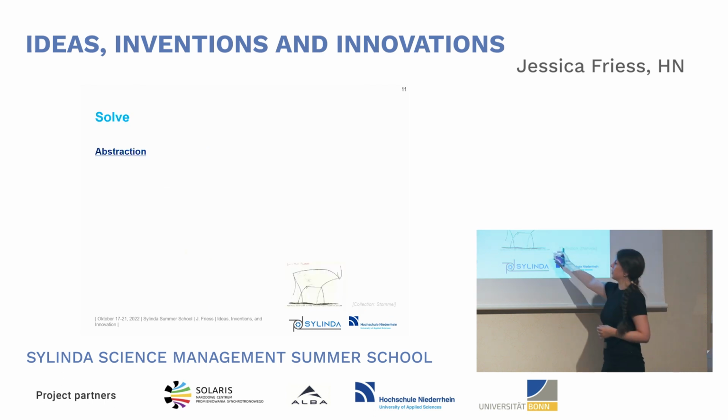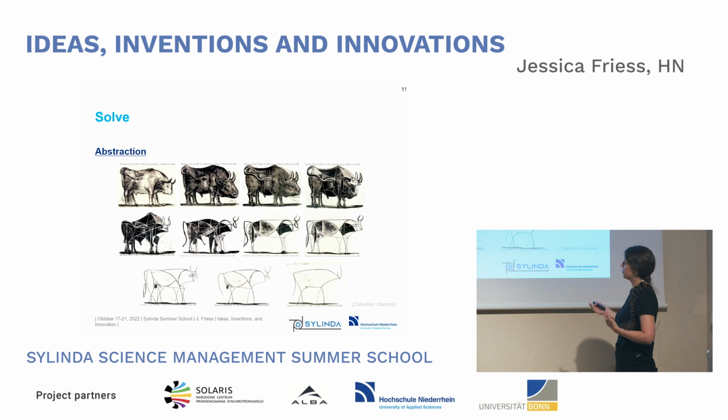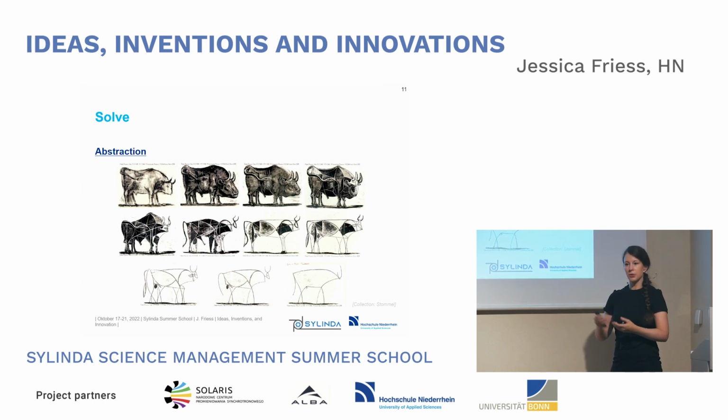So what do you see on this picture? Yeah, a buffalo, exactly. And this is a great example of how people are able to think abstractly, because these are all the different types of sketches of a buffalo, and we recognize it because it's a basic sketch of what it should look like.